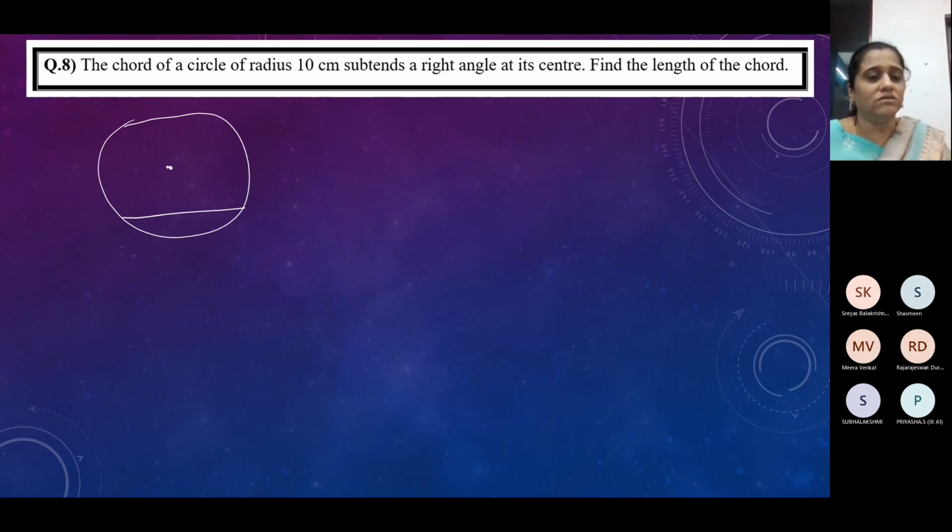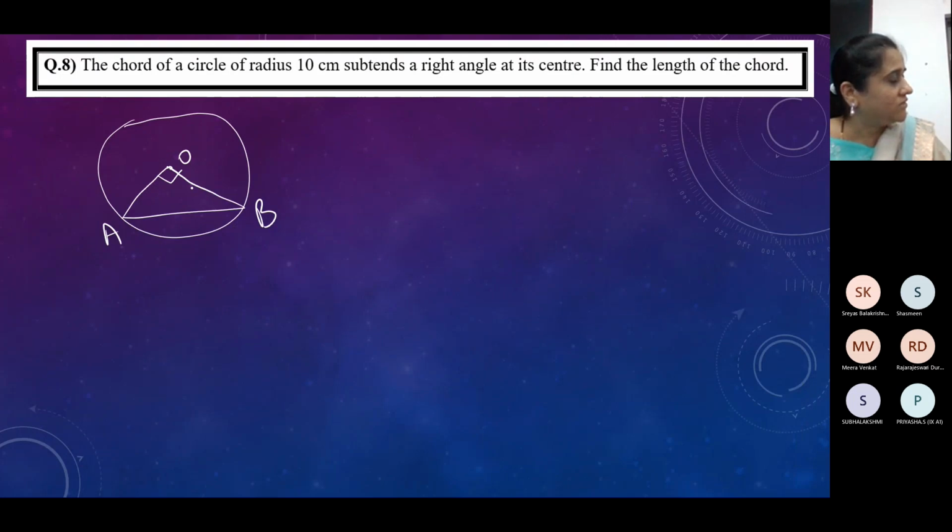Meaning, take the center. Let's name the chord AB. How do you identify the angle subtended by this chord at the center? Join the ends of the chord to O. Join A to O and B to O. This is the angle subtended by the chord AB at the center.